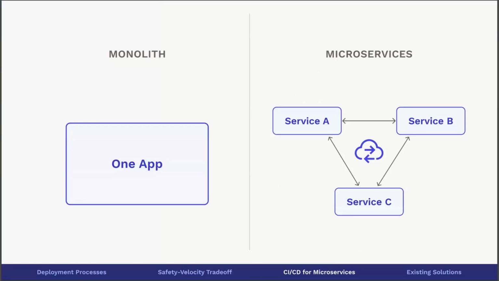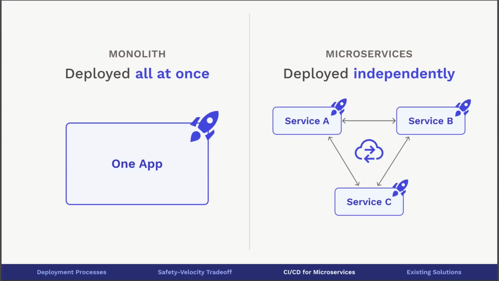But first of all, let's define the terms monolith and microservice. A monolith is a single unit, a single code base. All of its components exist within the scope of one application. A microservices architecture, on the other hand, consists of more independent, loosely coupled applications that are distributed across the network.